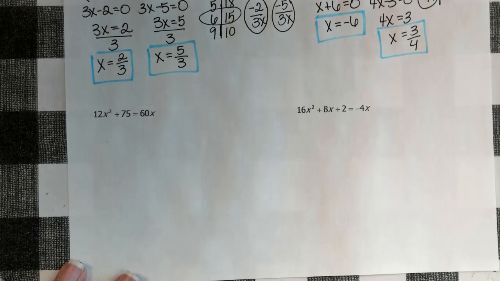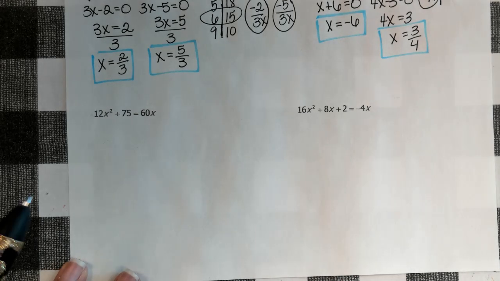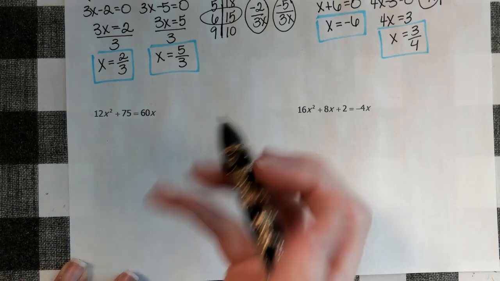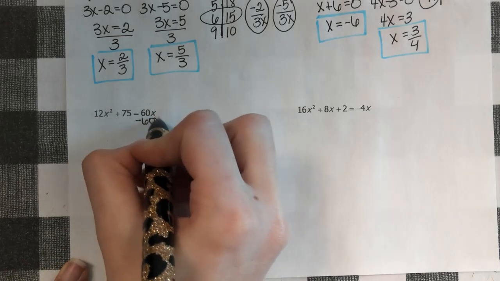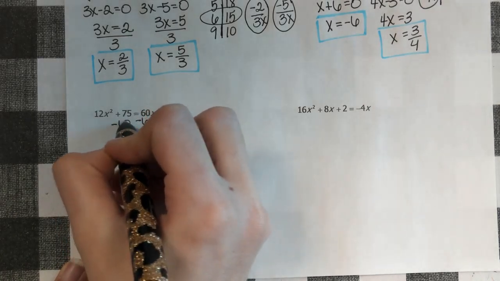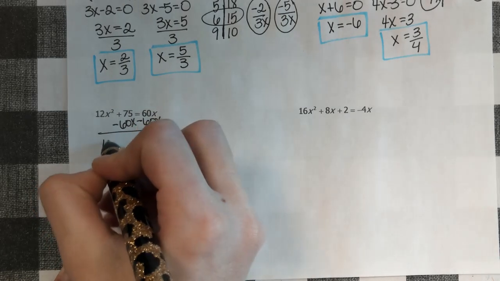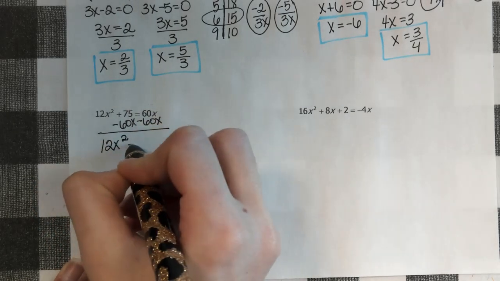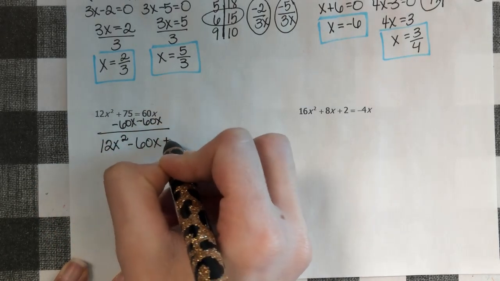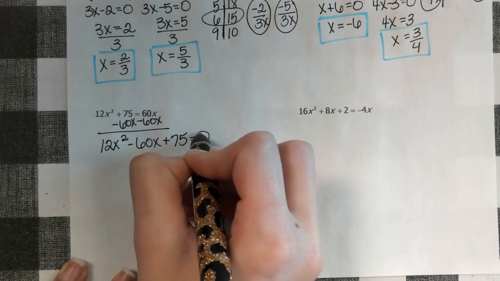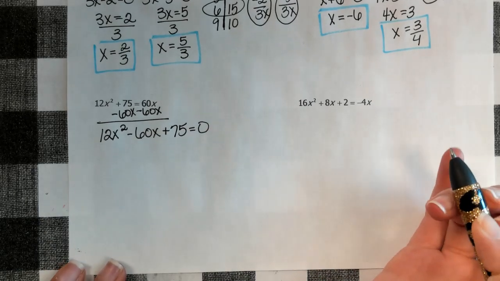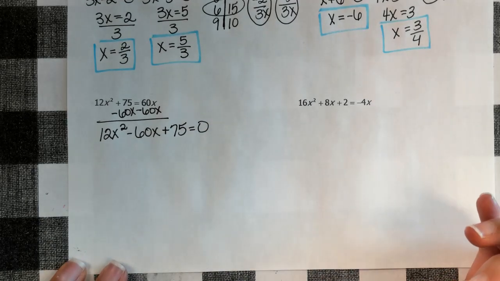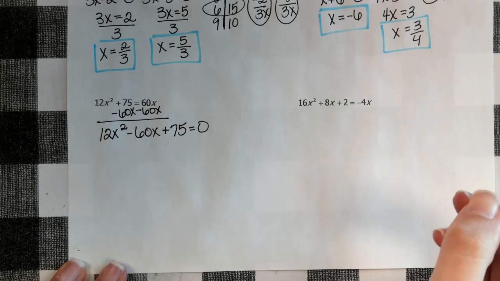Okay, this next one, 12x squared plus 75 equals 60x. What do I do? Subtraction. Okay, when I subtract this 60x, where does it go? No, in the middle. Make sure it's in standard form. So 12x squared minus 60x plus 75 equals 0. And what do I do? See if there's a GCF.